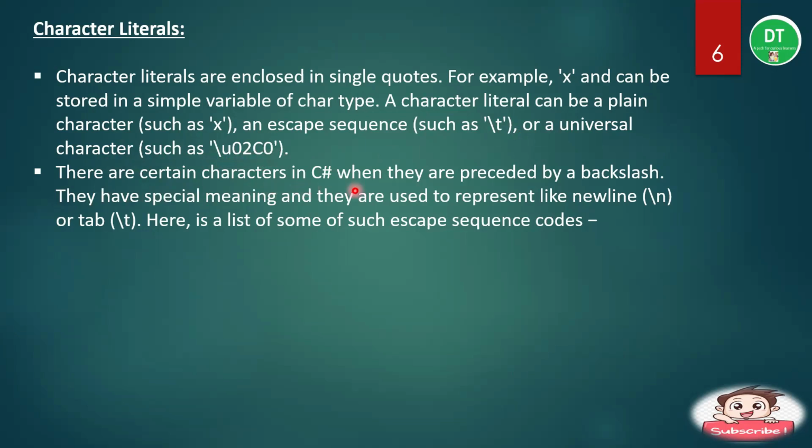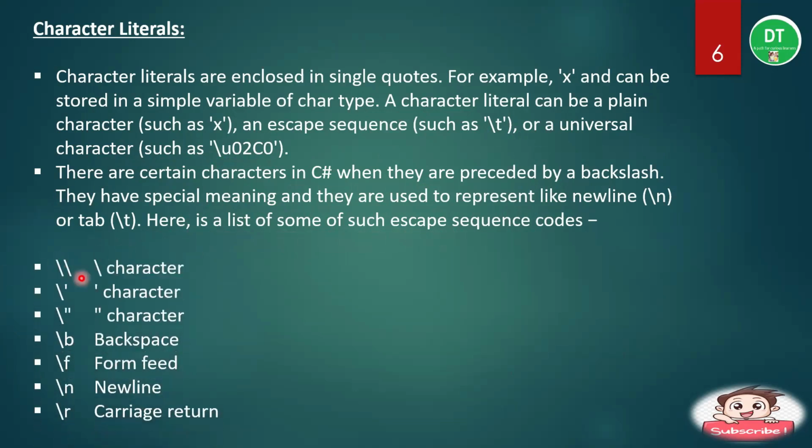There are certain characters in C sharp which, when preceded by a backslash, have a special meaning, and they are used to represent things like a new line or tab. Here is a list of some such escape sequence codes. You can see here I have a double backslash, which means the backslash character. Backslash and single quote is the single quote character. Backslash and double quote is the double quote character.